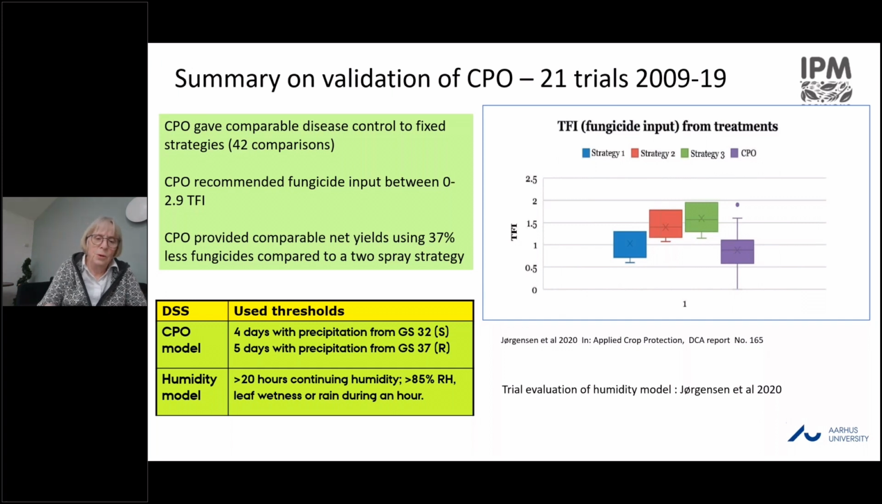We have a new model, the humidity model, which is also being implemented, and that recommends treatments if we have had a very, very wet day, more than 20 hours with continuous high humidity above 85%. So there's actually data also showing that that model is giving guarantees of proper recommendation in comparison also with crop protection online.